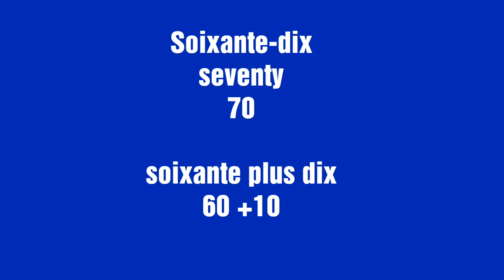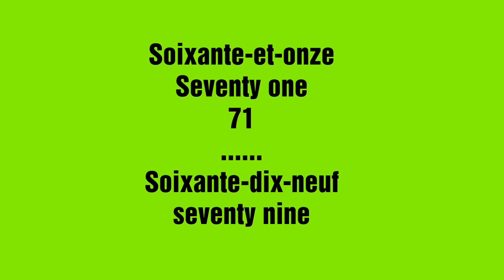70 is 60 plus 10. That's how the French people say it. 71, instead of the normal way we did it, we have 60 plus 11. That's something that we need to take note of in French, till 79.